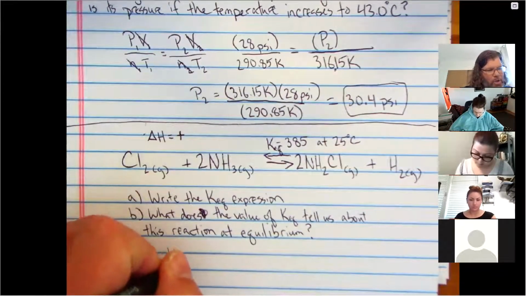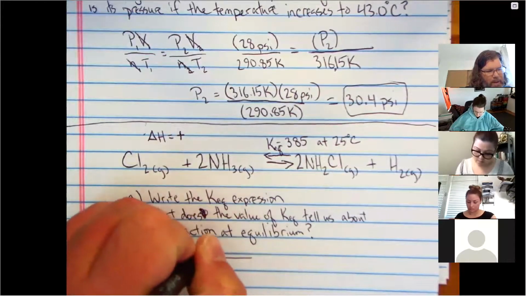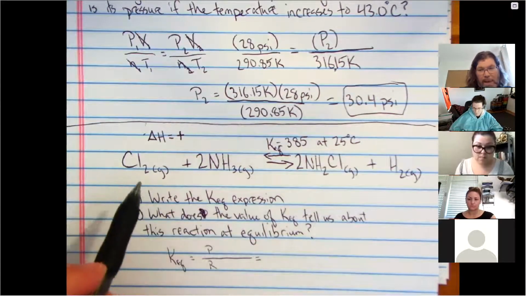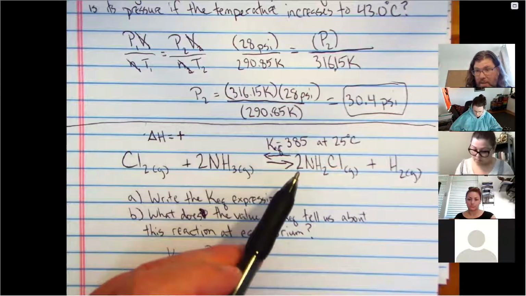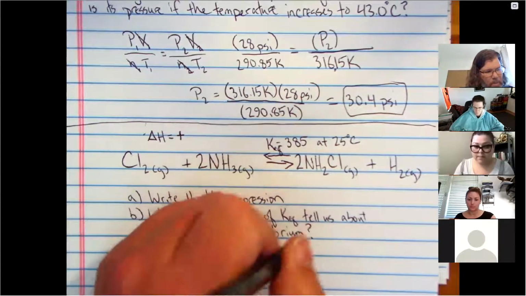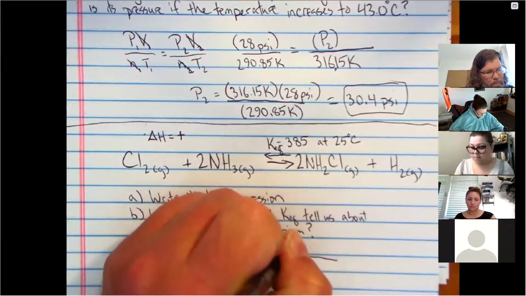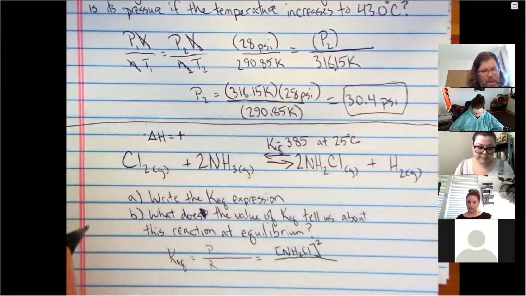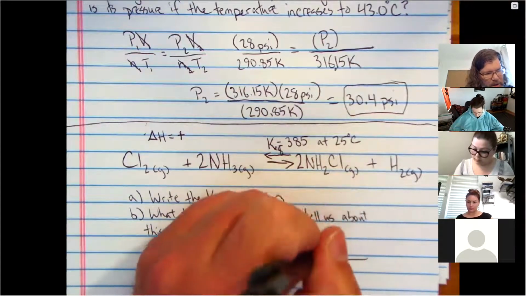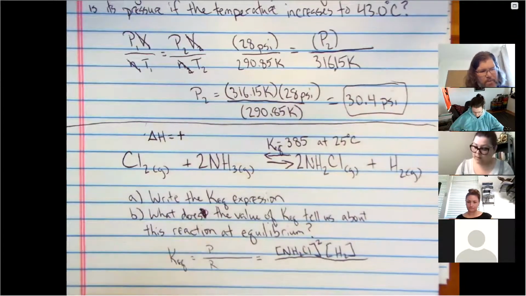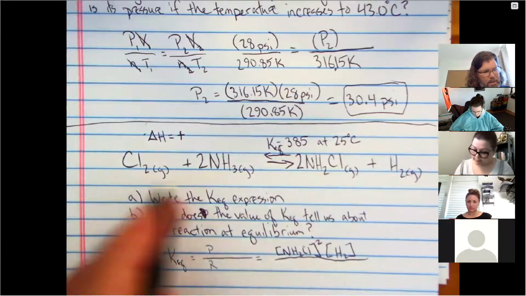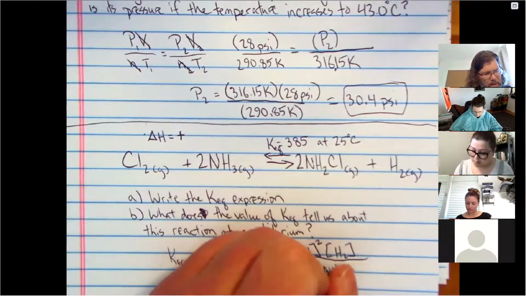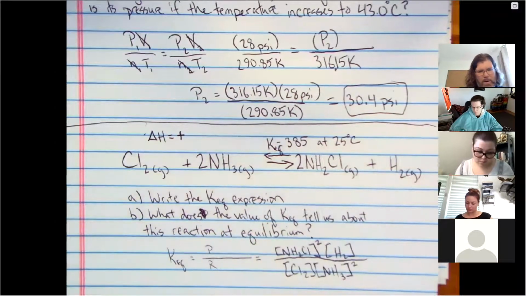Remember that KEQ in general is concentrations of products over concentrations of reactants. Remember also that any coefficients from the balanced equation become exponents in the equilibrium constant. So our products, NH2Cl, we've got two of those, so our NH2Cl concentration is squared. We only have one H2, so our H2 concentration is to the first power. Then in the reactants, Cl2 is to the first power, and NH3 is squared.